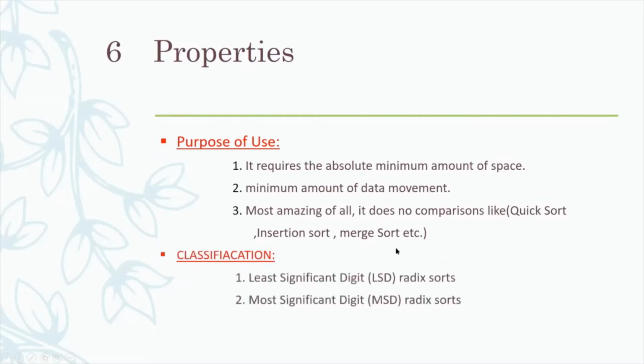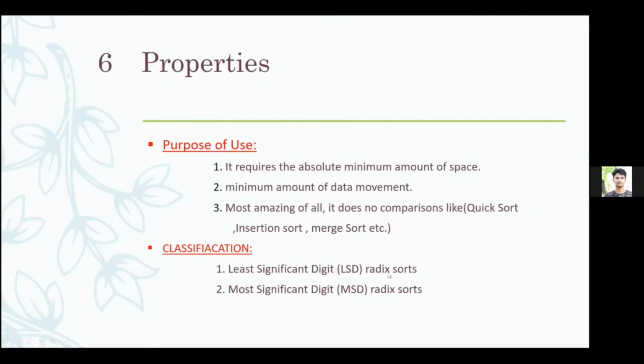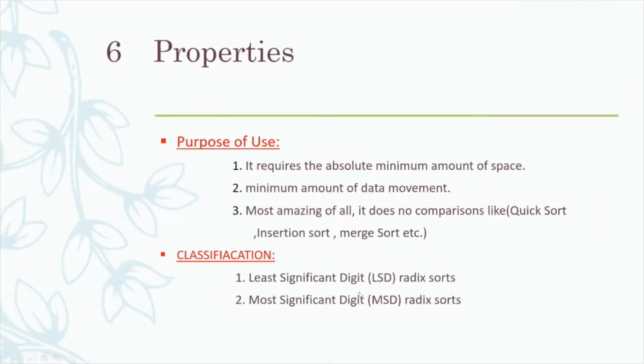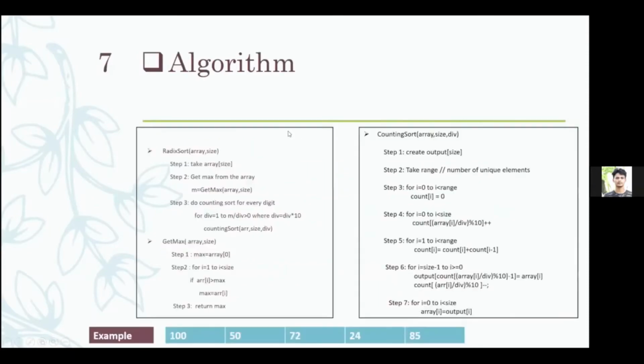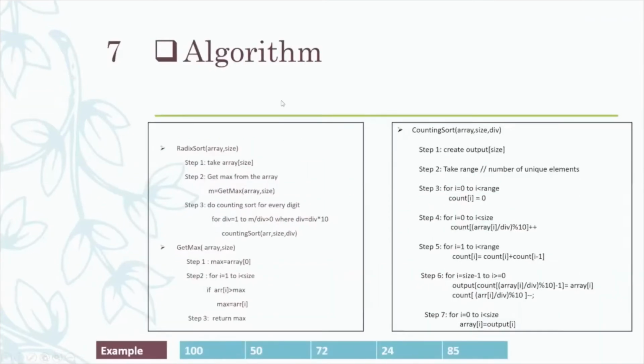Classification. There are two types of Radix sort: least significant digit Radix sort, which is LSD, and most significant digit Radix sort, which is MSD. We discussed LSD in the presentation. Okay, now come to the important part. Here is the Radix sort.